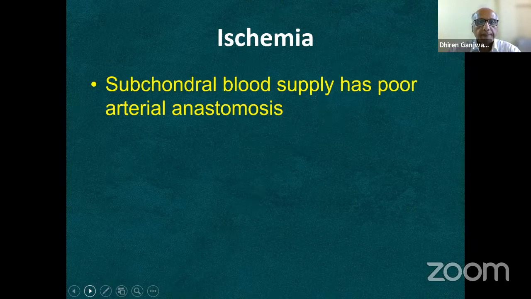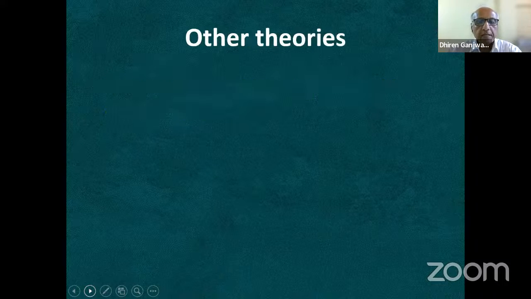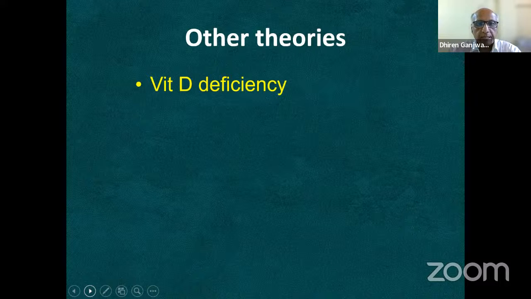Ischemia, as I said, like in the intestine, here also we consider that the anastomosis is not proper, and because of that, that area is vulnerable. So, as I said, the subchondral blood supply has a poor arterial anastomosis, and that makes it vulnerable to this condition. There are other theories also, like vitamin D deficiency, which makes the bone soft.